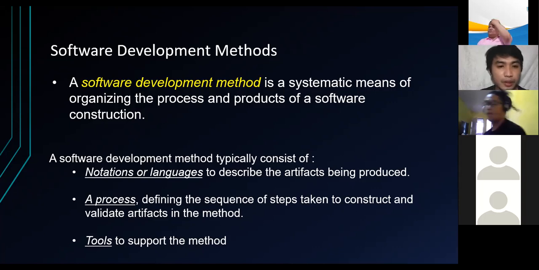So the software development methods typically consist of notations or languages, a process, and a tool. So notation or languages are to describe the artifacts being produced. So ito yung mga input, yung mga data na kailangan para dun sa i-develop na software. So the process, defining the sequence of steps taken to construct and validate artifacts in the method. So ito yung sabihin natin stages or yung steps on how to create the software and to validate the artifacts na nandun sa software. And tools, of course, to support the method.